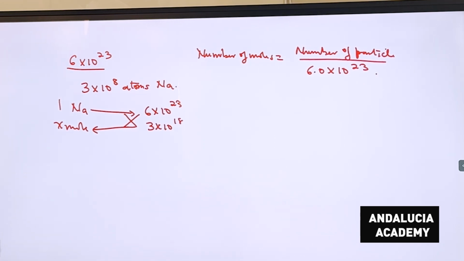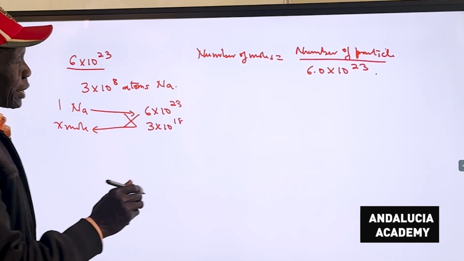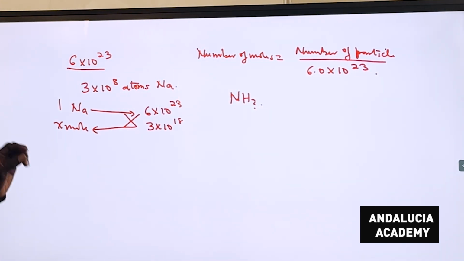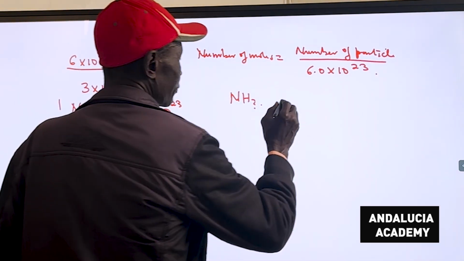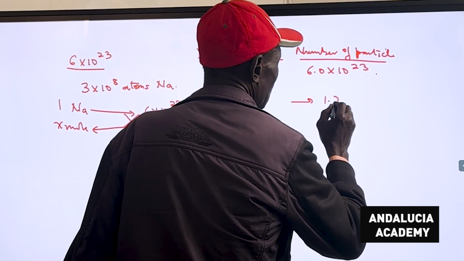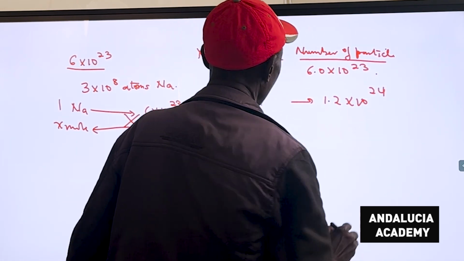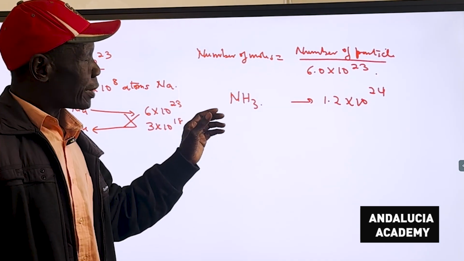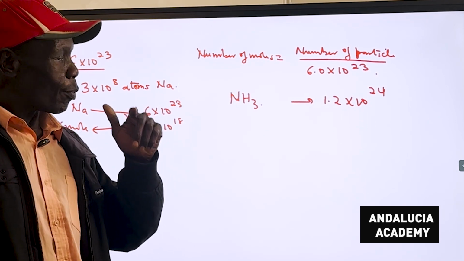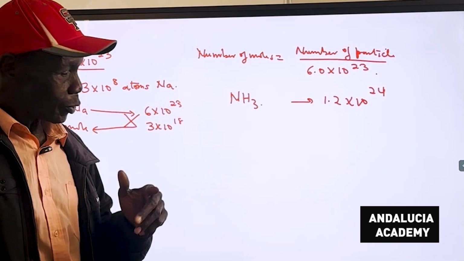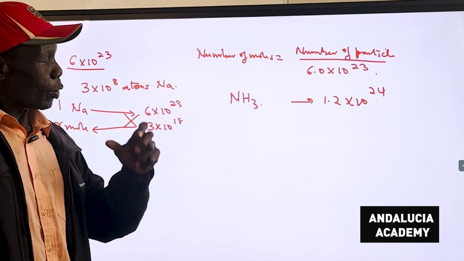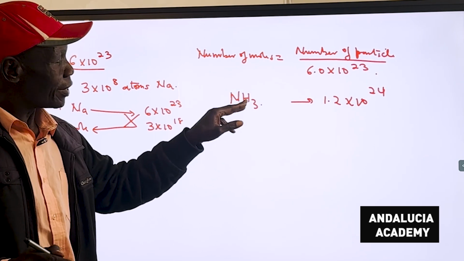Now, there are cases where they will put for you a small trick. Let's look at an example. I have ammonia. Now, if they ask you for the number of moles of atoms present, let's say I have 1.2 times 10 to the power 24 molecules of ammonia. Now, they are asking you to find the number of moles of atoms. You must know that in 1 mole of ammonia, I have 4 atoms, or 4 moles of atoms, because 1 mole of nitrogen and 3 moles of hydrogen.